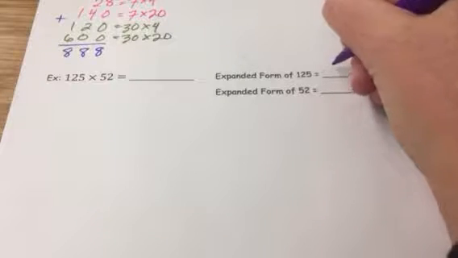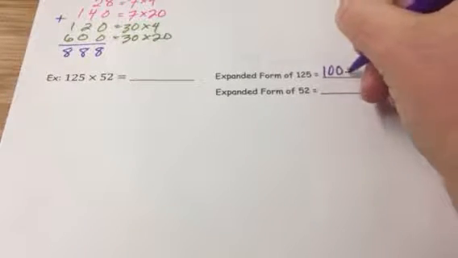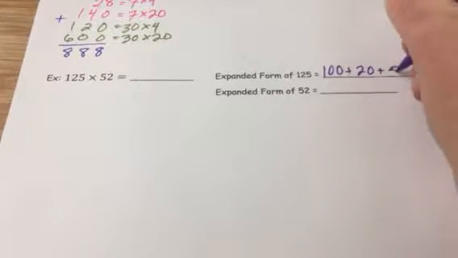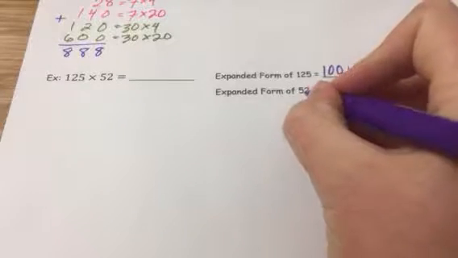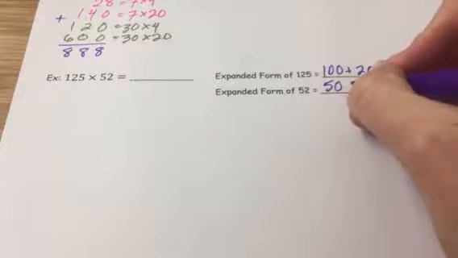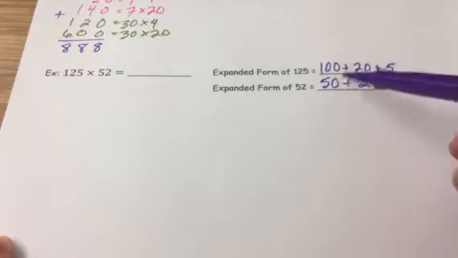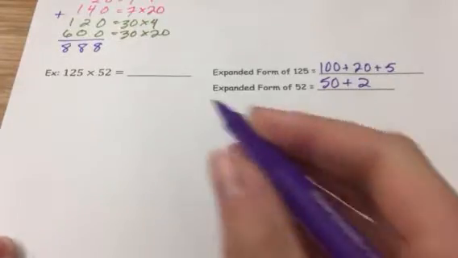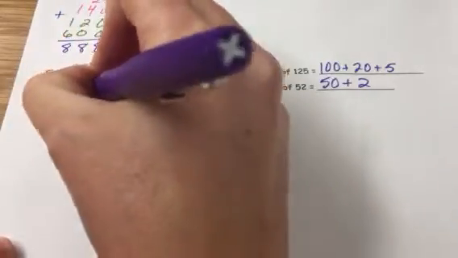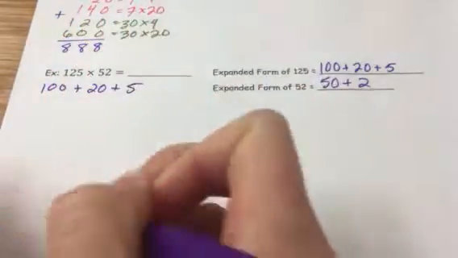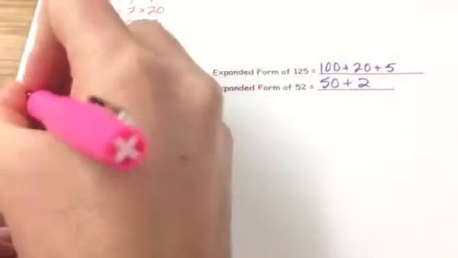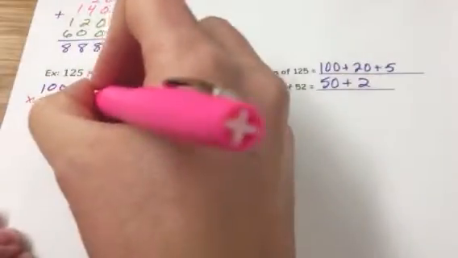So first thing, let's go ahead and expand this out. 125 is 100 plus 20 plus 5. 52 is 5 sets of 10 and 2 ones. So now we're going to go ahead and multiply all of these pieces together, and then we'll add them up at the end. So let's rewrite it over here. I've got 100 plus 20 plus 5, and I'm multiplying that by 50 plus 2.